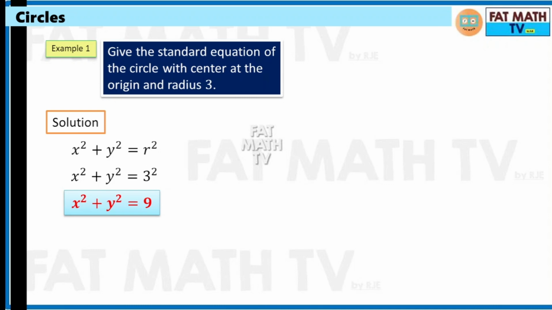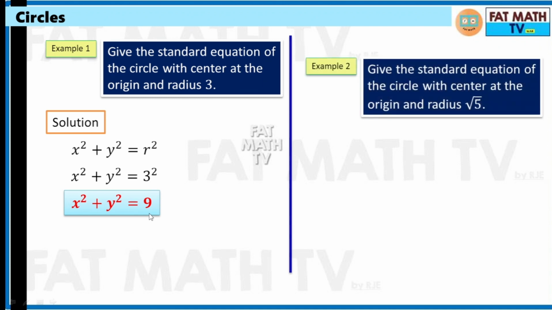Please take note that you are asked for the standard equation of the circle, so the answer must be x squared plus y squared equals 9, because some learners might answer only 9. 9 is not the equation. It has to be x squared plus y squared equals 9.